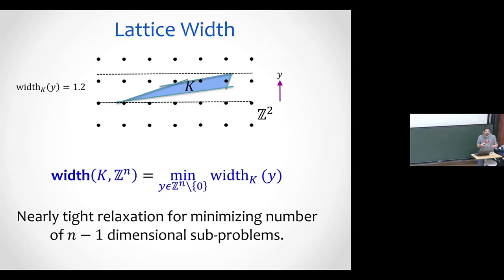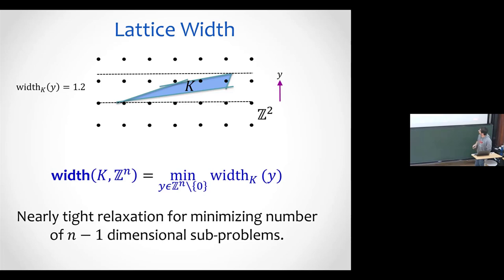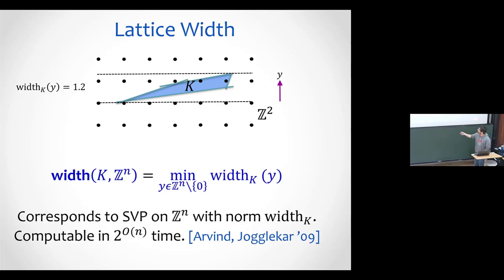If you're thinking about decomposing your IP into lower dimensional subproblems, you would exactly want to compute the integer direction of minimum width. What you can notice is that width is in fact a norm. Don't worry about what the body associated with the width norm is, but it is a norm.